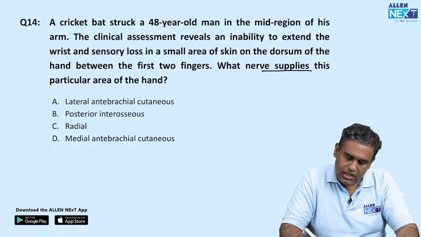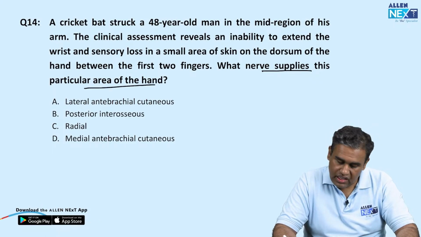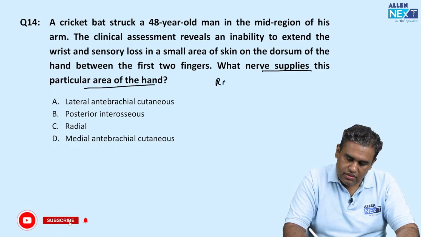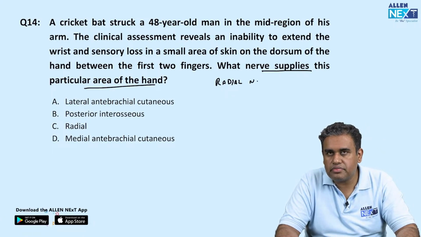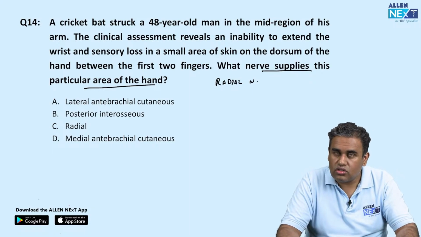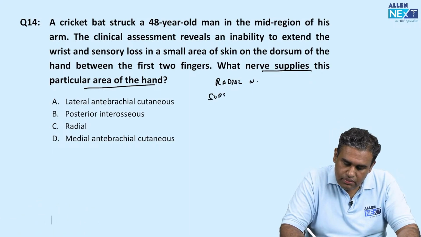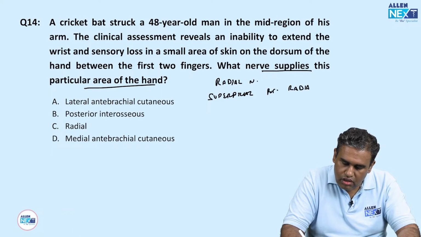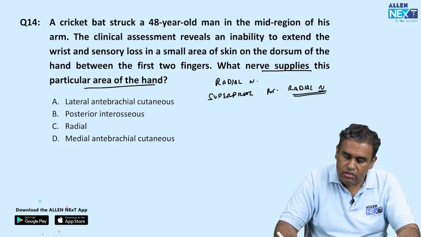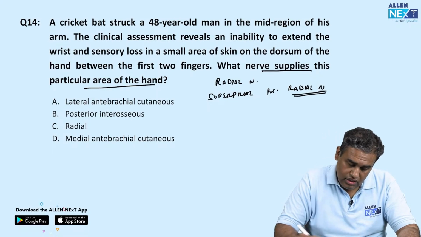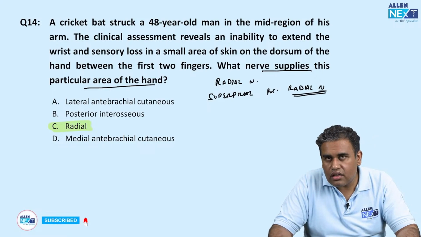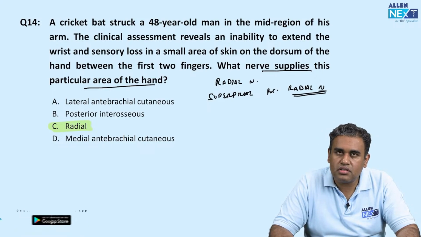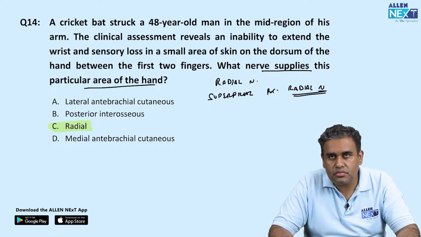What nerve supplies the particular area of the hand? Wrist drop itself says it is something related to the radial nerve or its branch. Could be the posterior interosseous nerve as well. But the sensory loss over here is due to the superficial branch of the radial nerve. So it's all revolving around one nerve, which is the radial nerve. That should be our answer. If they have given the radial, that is the answer. If they had given the superficial branch of radial, that would have been a better answer. But in that case also, radial nerve is a good enough option, right?